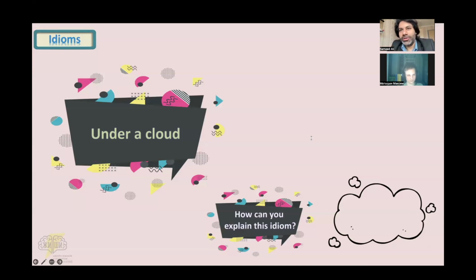Alexander has one brother. His brother did not come to the class for 1 week. Now the principal of the school is taking action, is finding Alexander's brother. So Alexander's brother is under a cloud.